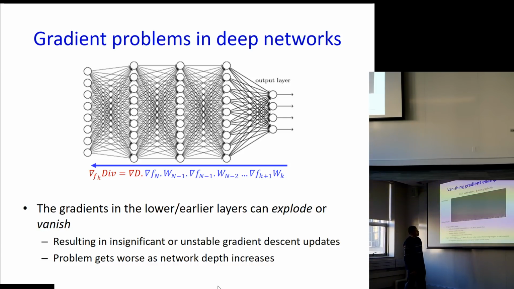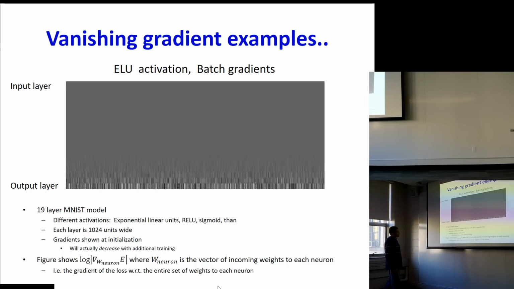So here are some examples of the kind of behavior we expect to see. This was for an MNIST model. We have a 19-layer multi-layer perceptron. This is the output layer. That's the input layer. We are showing the log of the norm of the divergence of the error with respect to the weights of each unit at each layer, right? So the color over here shows you how large the gradient is for 1024 units over 19 layers.